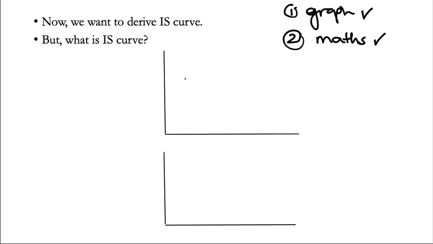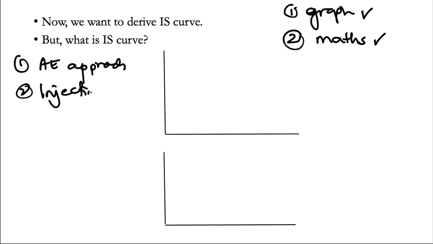So we can derive IS curve or schedule using two approaches in the form of graph. Either you want to use aggregate expenditure approach, or you want to use injection equals leakage. Remember, both of them should yield the same results, isn't it? Let's use the second approach here to show the derivation of IS curve using graph.